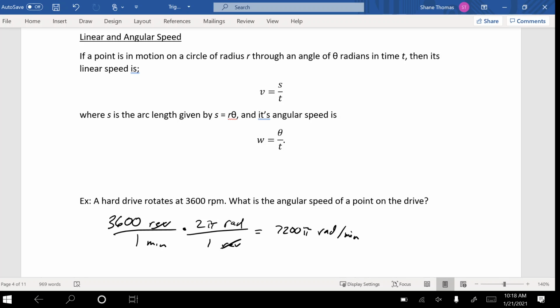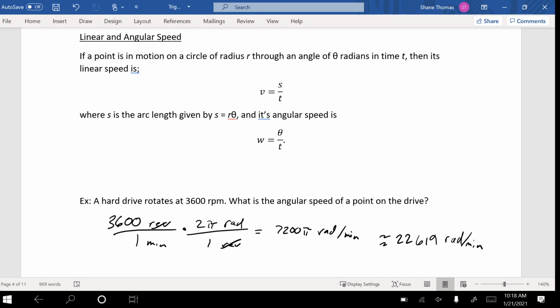That'd be what, close to 22,000 radians per minute? I don't know. Punch it in the calculator real quick. What's 7,200 pi? I think it's like 22,000 something. We're pretty darn close to it. 22,619. So we can put that. 22,619 radians per minute. Okay?